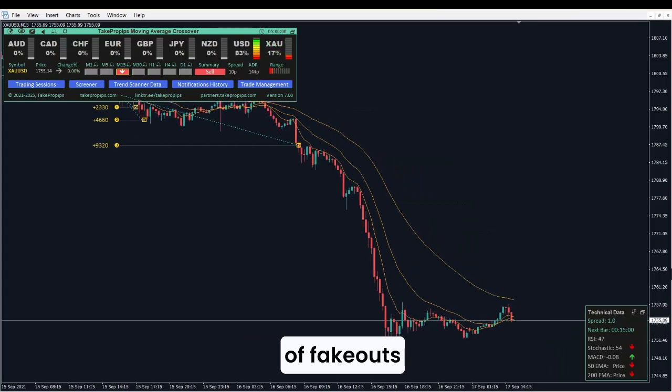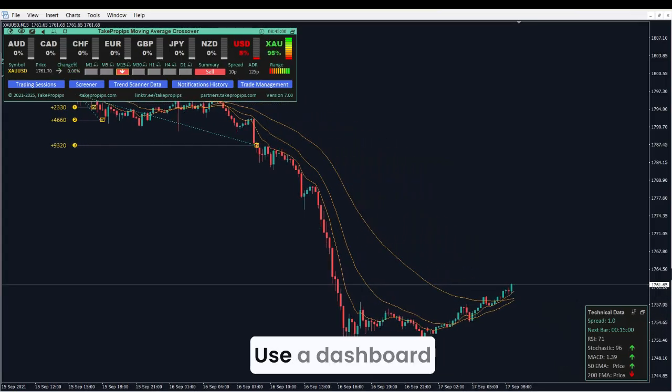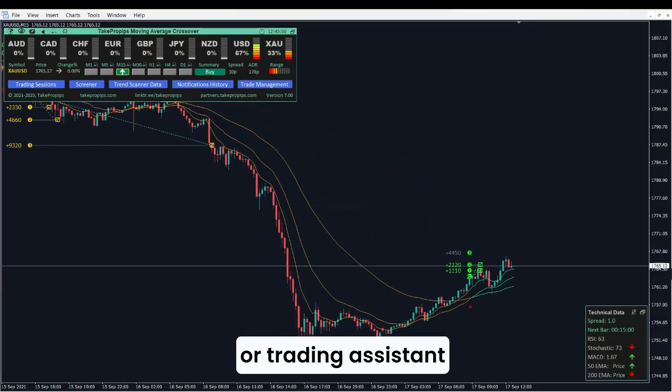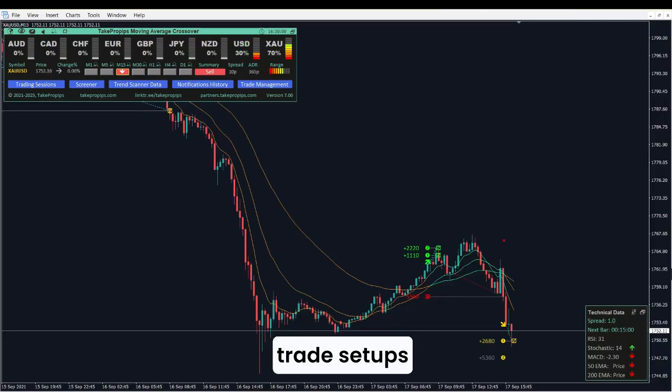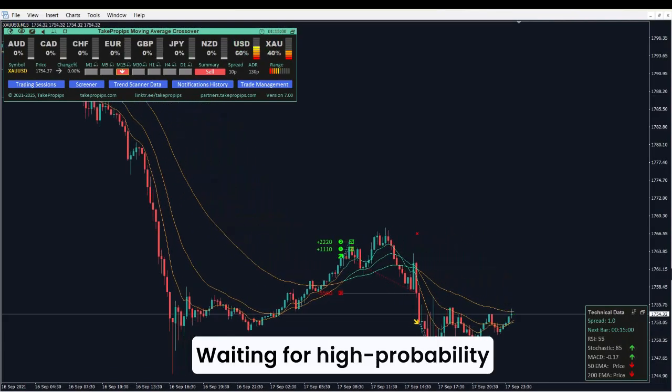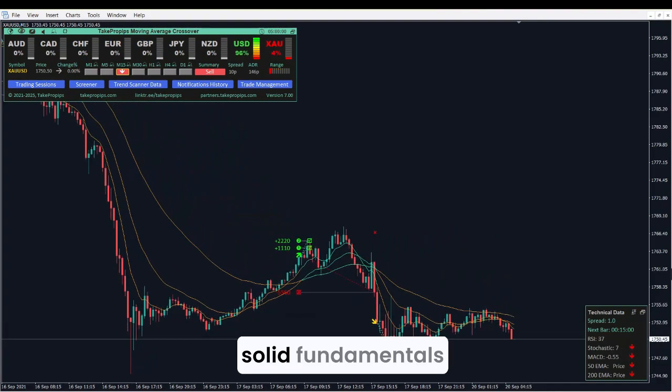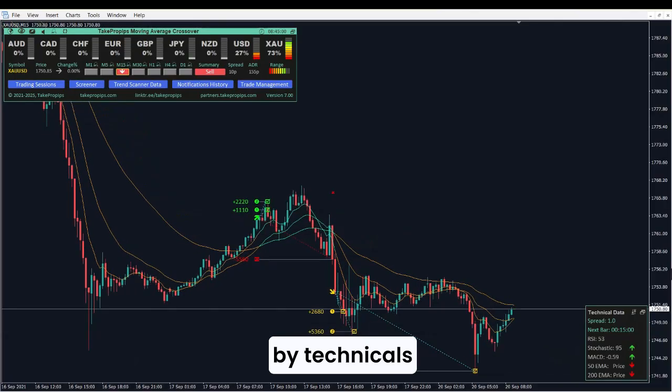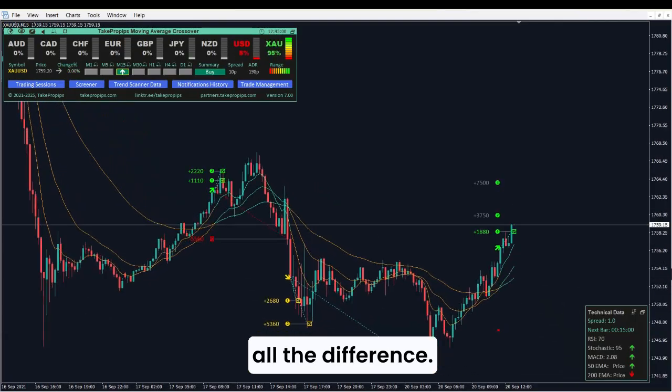Lastly, patience pays off. Recoveries are full of fake-outs and sudden reversals. Use a dashboard or trading assistant that allows you to filter trade setups based on success rates or technical confluence. Waiting for high probability trades backed by solid fundamentals and confirmed by technicals can make all the difference.